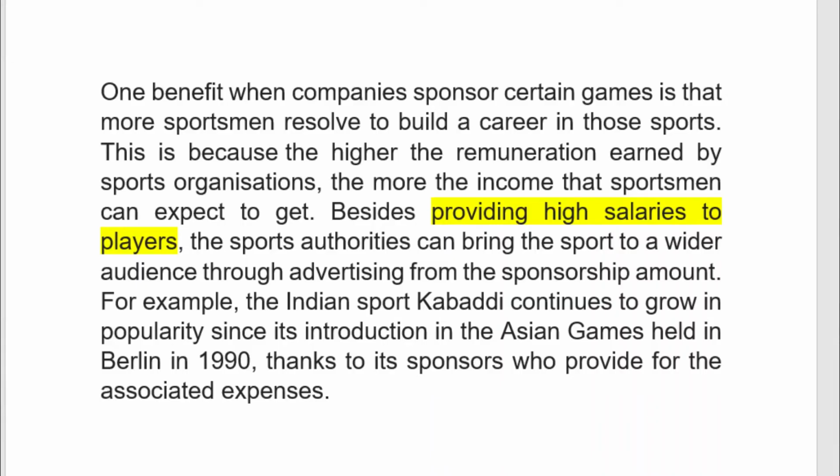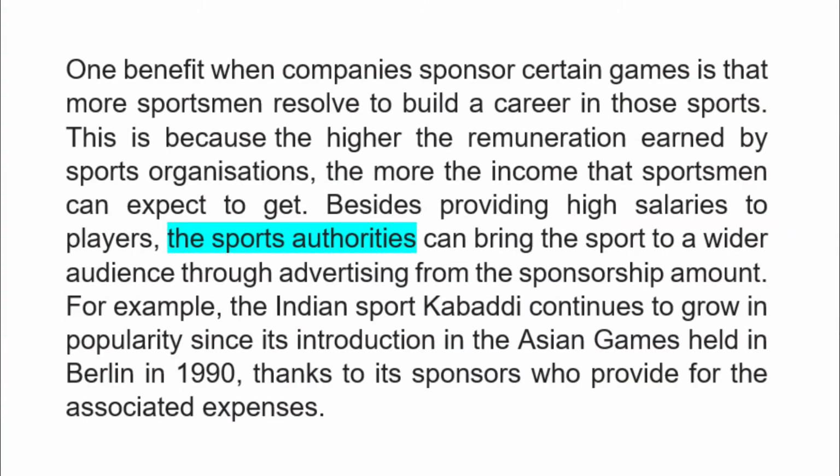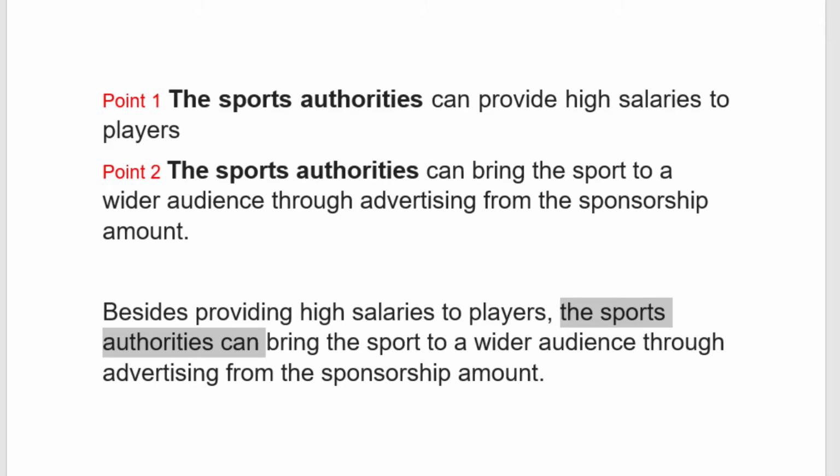Now, writing these sentences is not as easy as it appears. When you substitute this with a phrase that summarizes the previous point, you have to be grammatically accurate. Now, there is a way you can ensure accuracy in this type of sentences. You have to know what is the subject. The subject you notice here is the sports authorities. The sports authorities not only provide high salaries to players, they can also bring the sports to a wider audience. So you notice that sports authorities is the subject for both these points.